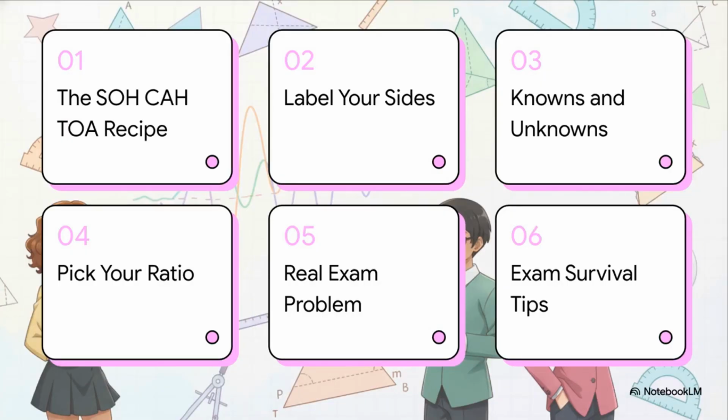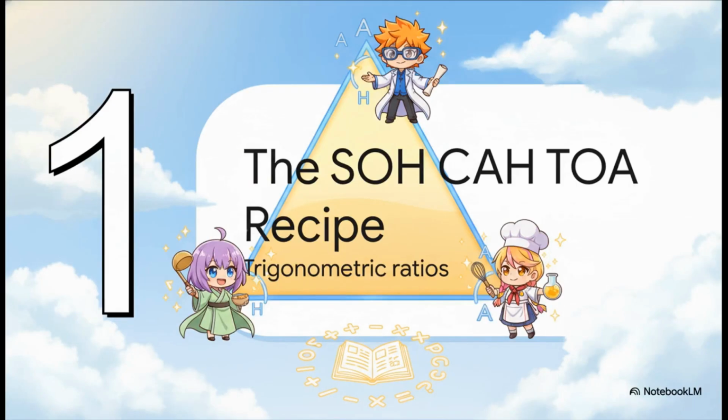We're going to start with the SOH CAH TOA recipe, then walk through labeling sides, figuring out knowns and unknowns, and picking your ratio. After that, we'll actually solve a real exam problem together and wrap up with some top survival tips. All right, let's jump into part 1, the SOH CAH TOA recipe.